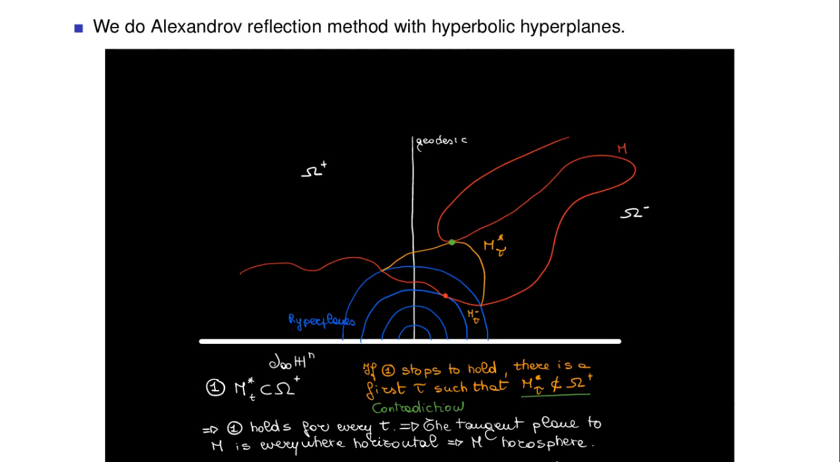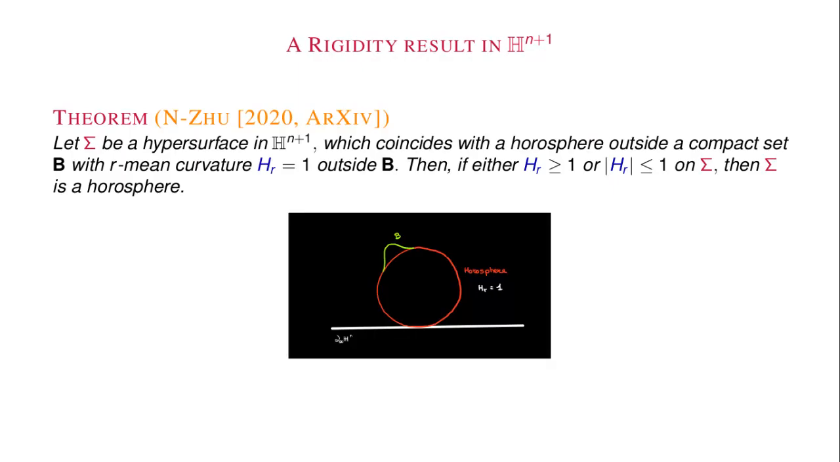So the proof is really very, very simple. Okay, so the rigidity result that I promised, let me first state it, and then I will do some comments. If you take a hypersurface in the hyperbolic space, which coincides with the Eurosphere outside a compact set, and the curvature outside is 1, and in this compact set it is larger or equal than 1, or everywhere smaller or equal than 1, then sigma is a Eurosphere.